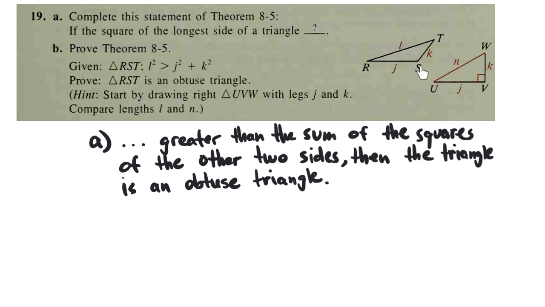So this is the statement on number 19. We have these two triangles here, which will be used for part B, but part A is complete the statement in Theorem 8.5. If the square of the longest side of a triangle is greater than the sum of the squares of the other two sides, then the triangle is an obtuse triangle. This is the one that says if c squared is greater than a squared plus b squared. That's essentially what it's talking about.